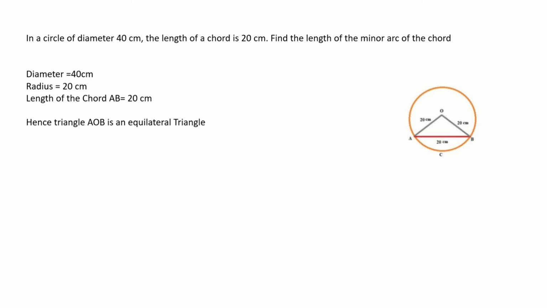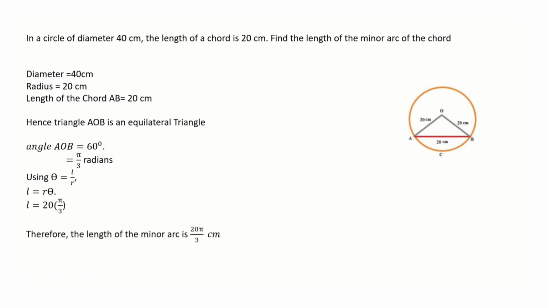And we know equilateral triangle have the interior angles equal to 60 degree. So we get angle AOB, that is angle subtended by the arc AB to the center of the circle, is 60 degree. Converting it into radians, we get pi by 3 radians. Using the relationship theta is equal to L by R, we get L is equal to 20 into pi by 3. Therefore, the length of the minor arc is 20 pi by 3 centimeters.